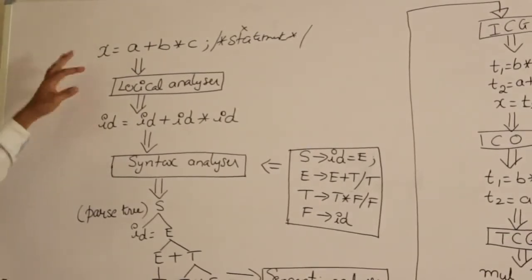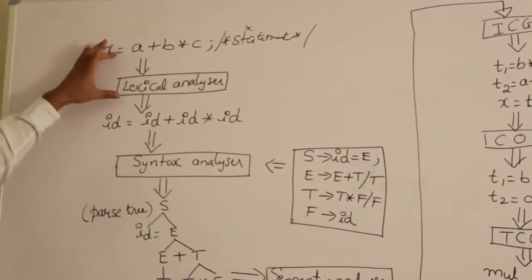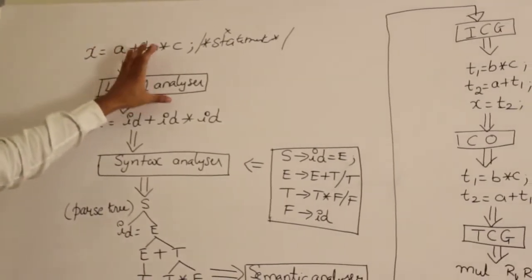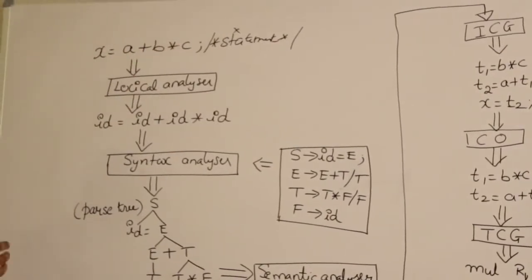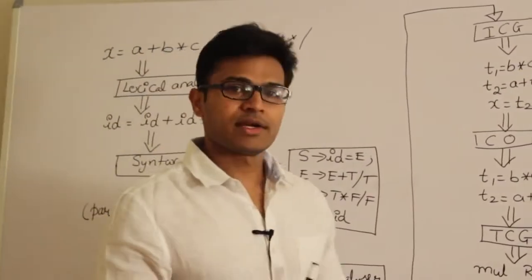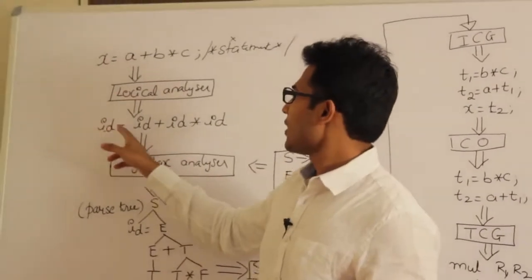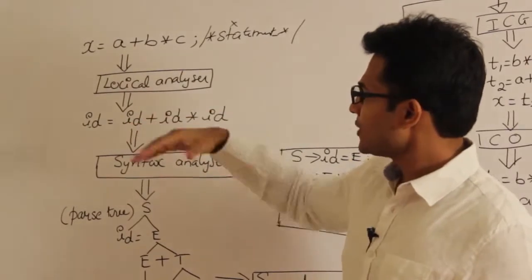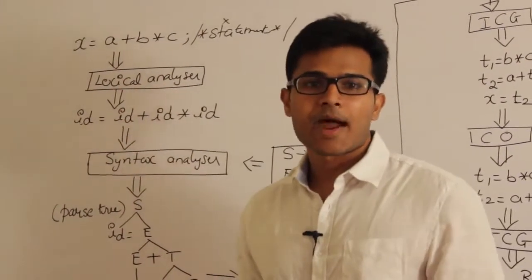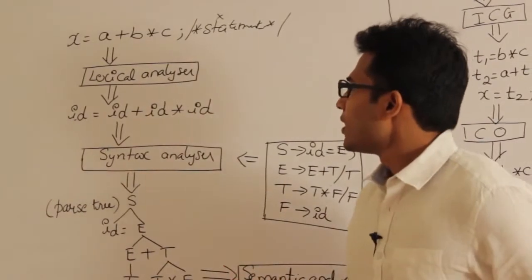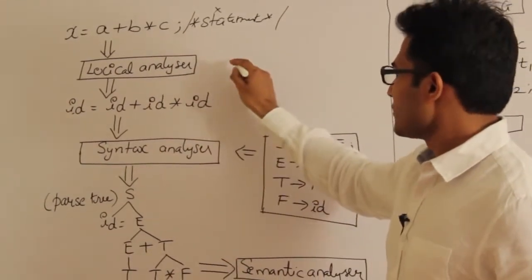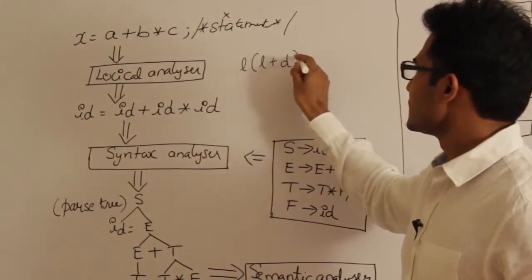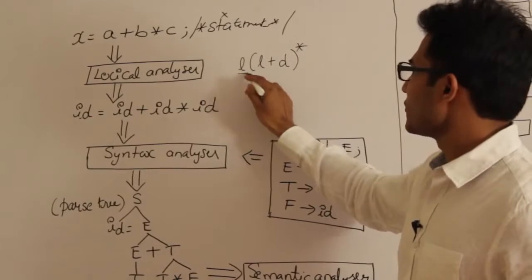For example, x is an identifier, equal to is an operator, a is an identifier, plus is an operator, b is an identifier, c is an identifier. So how does the lexical analyzer identify that these are all identifiers and tokens? It uses regular expressions called patterns. For example, an identifier can be like this: a letter followed by letters or digits, any number of them.